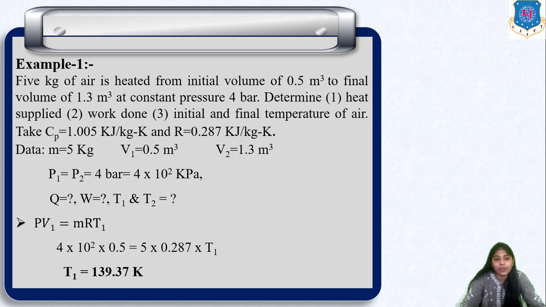Okay, so P1 V1, P is 4 into 10 raised to 2, right, into 10 raised to 3 should be there, into 0.5 is the volume, then we have 5 into 0.287 into T1. Right, see here the value of R is in kilojoule and the value of pressure is in kilopascal. That is why kilo cancels out. That is why the 4 into 10 raised to 2 value is being taken. Okay. Otherwise, we have to convert it into the MKS unit. Okay. So we'll get T1 as 139.37 Kelvin. So first step is done.